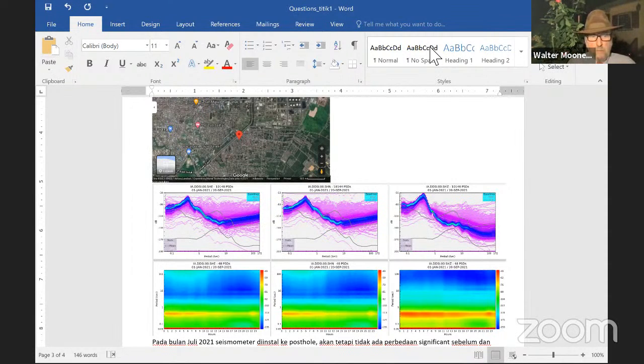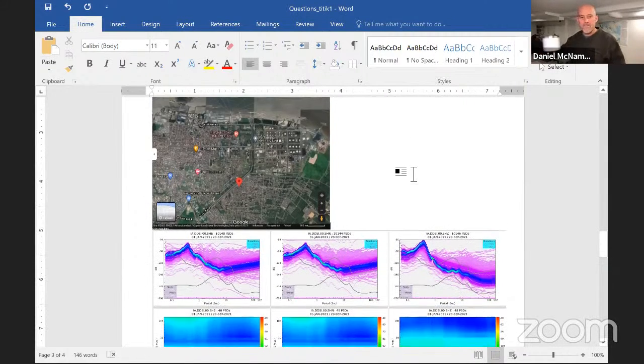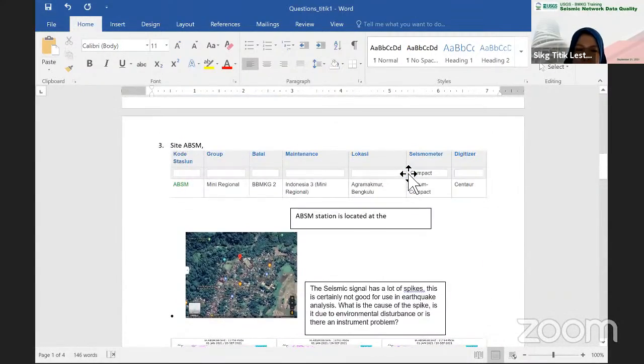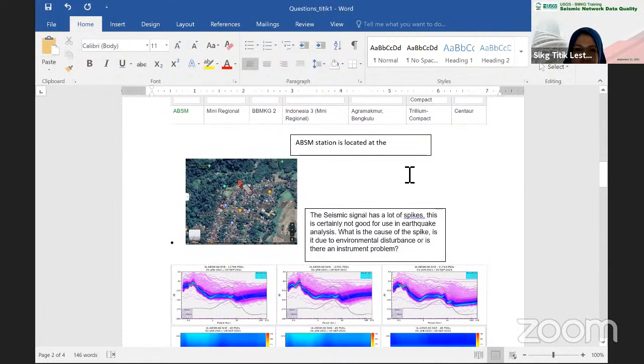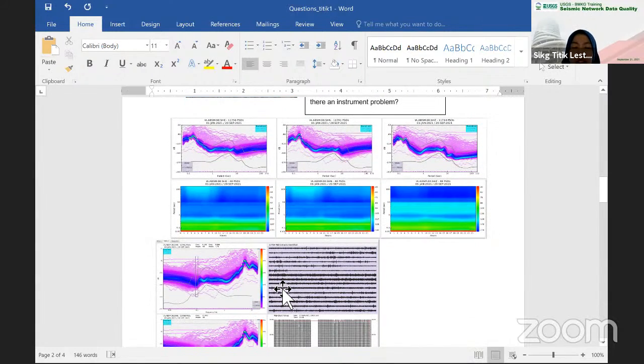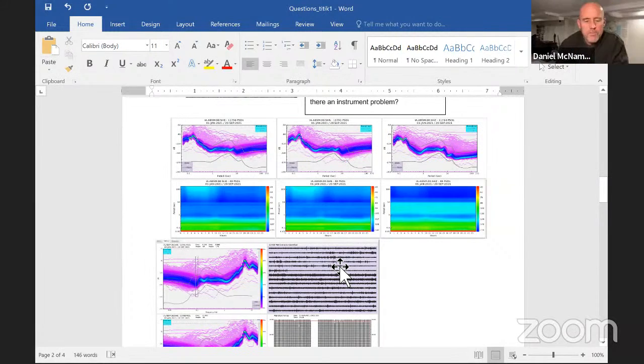Do you have some other examples? Maybe you found some quiet stations? Let's see. I have set up a PSM station. We use a Trillium Compact seismometer and digitizer. We have so many spikes here. I don't know why the spikes happen. Can you explain it? Thank you. Where is the location, Mbak?